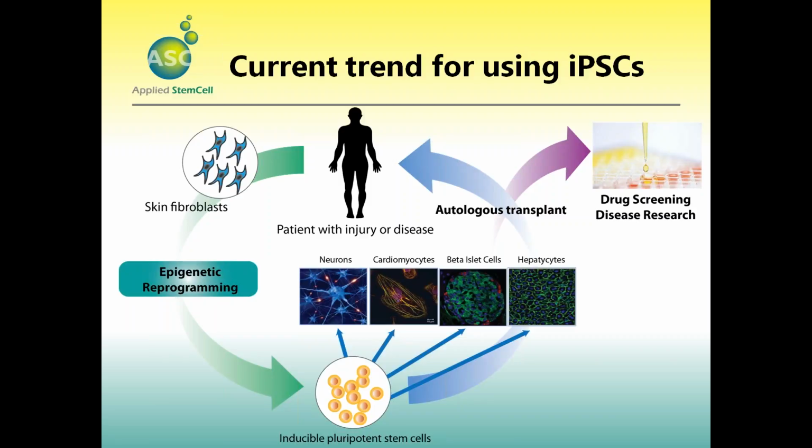These tissue-specific cells with corrected mutation can be used for autologous transplant, or the lineage cells differentiated from paired isogenic iPS cell lines can be used for disease research or drug screening.